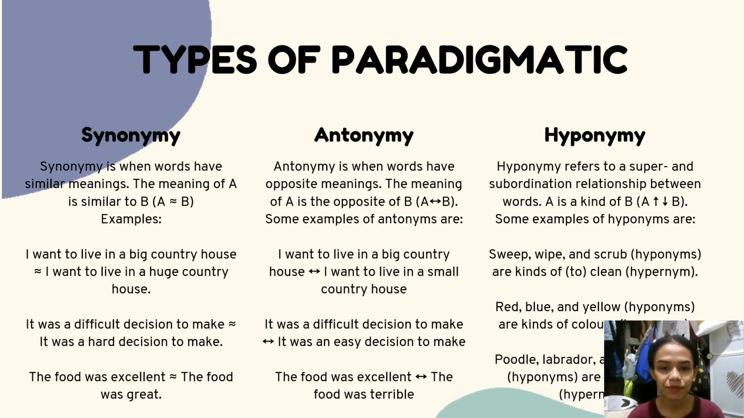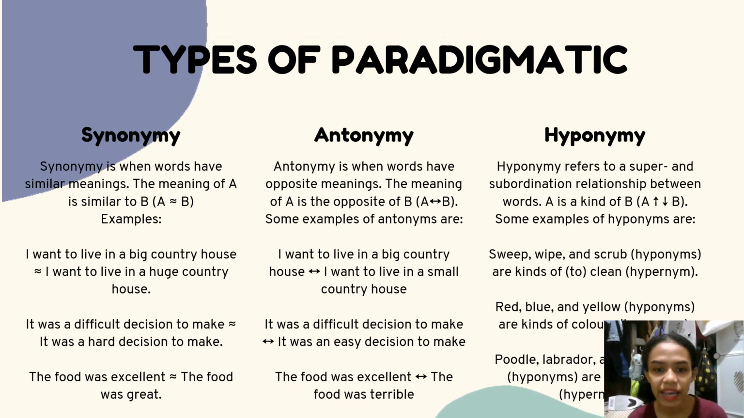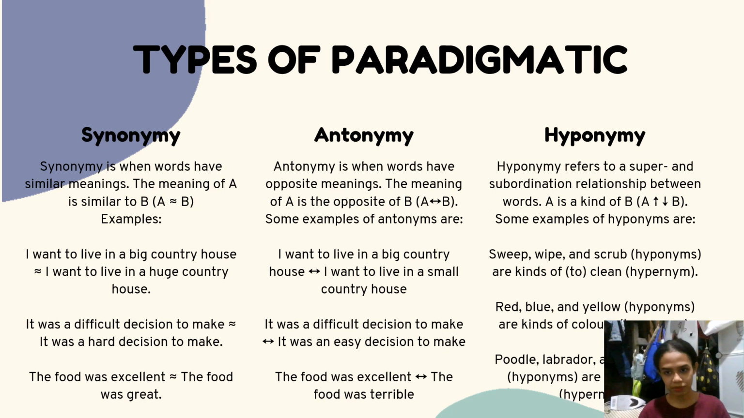The second type is antonymy, which is when words have opposite meanings. The meaning of A is the opposite of B. Some examples of antonyms are I wanna live in a big country house becomes I wanna live in a small country house. It was a difficult decision to make becomes it was an easy decision to make. The food was excellent, the food was terrible.